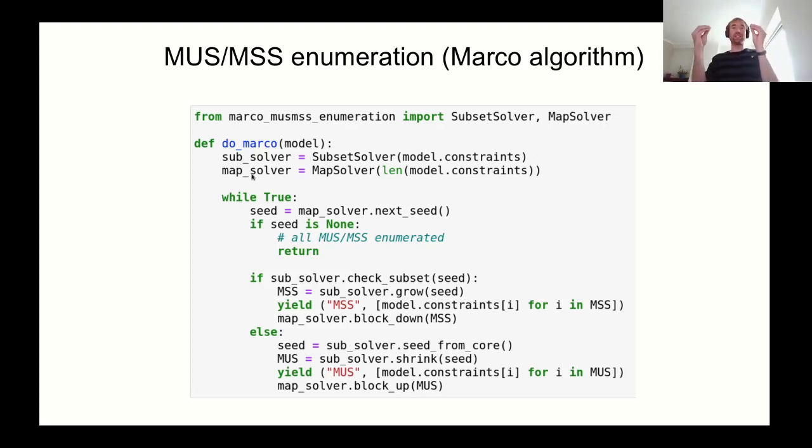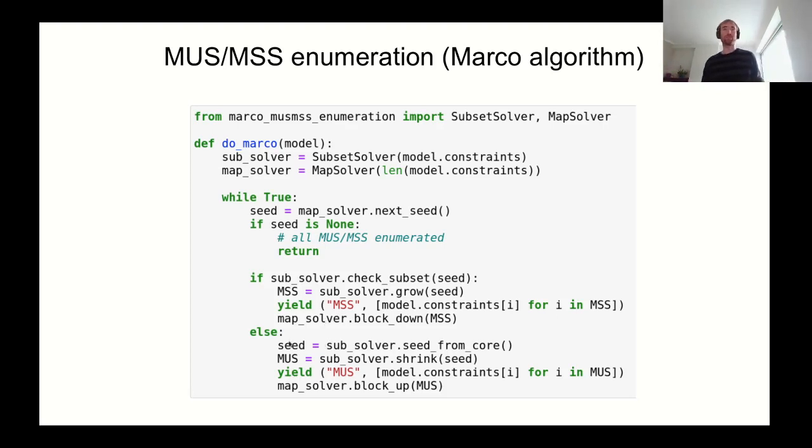candidate combinations of constraints. All right, so we ask for a candidate combination of constraints. We check whether that one is indeed satisfiable. And if it is, we will grow it to a maximal satisfiable subset, and we will block all of the subsets of that maximal satisfiable subset. And so our map solver can no longer give any of the subsets of something that you already found to be maximal.